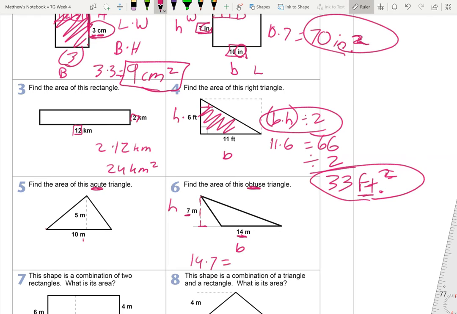All right, we're going to do 14 times 7. And if I do 7 times 4, that gives me 28. And then 7 times 10 gives me 70. So it's going to be 98 inches squared. I'm sorry, meters squared, because it's meters and not inches. So you got to pay close attention to what your units are going to be. It changes with every problem.